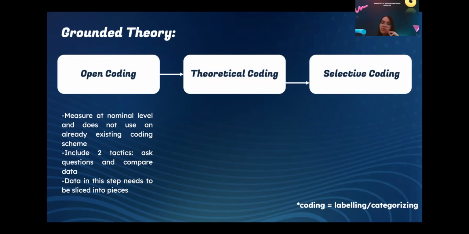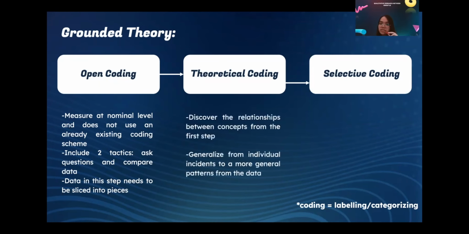In the next step, theoretical coding. Different types of relationships can be formed in this stage and can be up to 18 types. Although theoretical coding follows open coding, in practice, the process can be carried out in parallel and iteratively. And in the last step, selective coding.